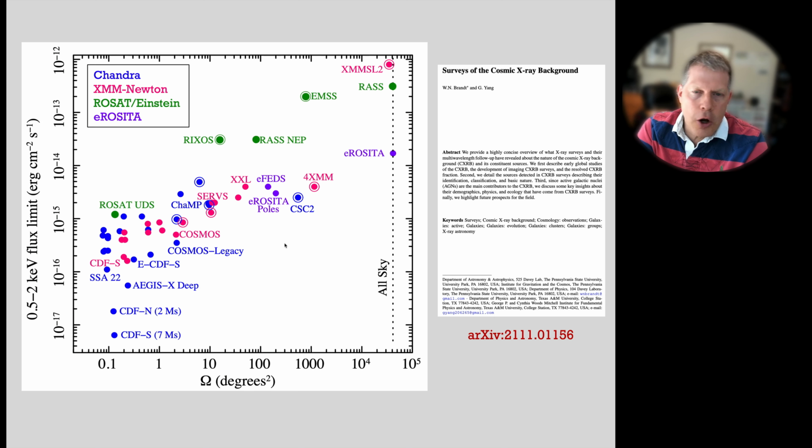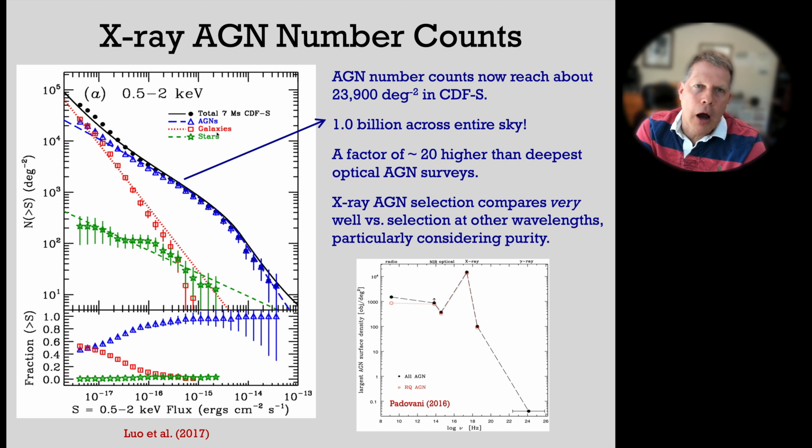Now, the first thing that you show from these surveys, as we did for the optical, are the number counts. These are the X-ray number counts for AGNs. And as you would expect, as you go down to fainter and fainter sensitivity levels, you get higher and higher sky densities per square degree of AGNs. And in fact, the AGN number counts in the faintest X-ray surveys that we've conducted, these are from the 7 million second observation of the Chandra Deep Field South, reach about 23,900 per square degree. Remember, the corresponding number from the deepest optical surveys was about 600 per square degree. Somewhat more, maybe 1,000 per square degree, around there.